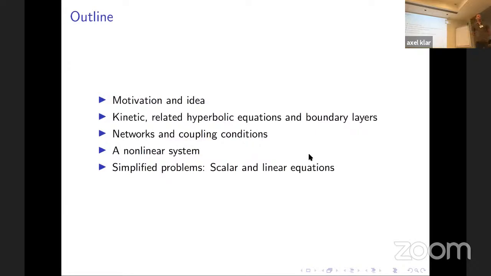So this is the outline. I will start with a short motivation and the ideas of the topic, and then show you something which is in some sense classical: kinetic equations and boundary layers of kinetic equations. Discuss this topic a little bit, and then shift to networks and coupling conditions. So it's closely related, just a little bit more complicated problem. Then, to fix ideas, I will study a specific system, since as you will see, studying the general case is awfully complicated. It's something you don't really want. And finally, there will be some wrap up for scalar and linear equations. Your life is much simpler if you can do something more explicit.